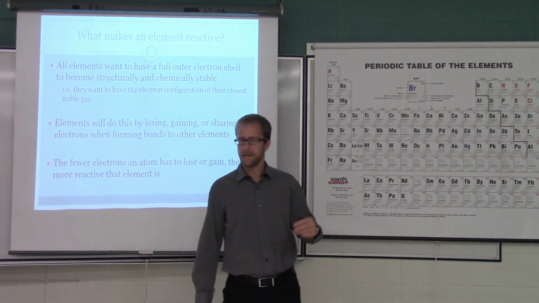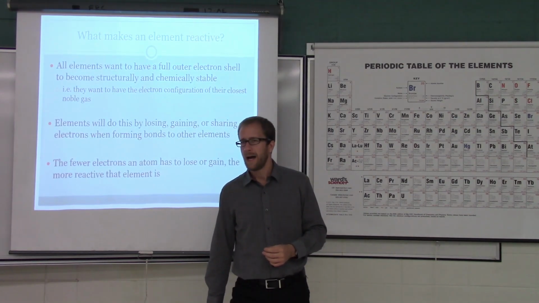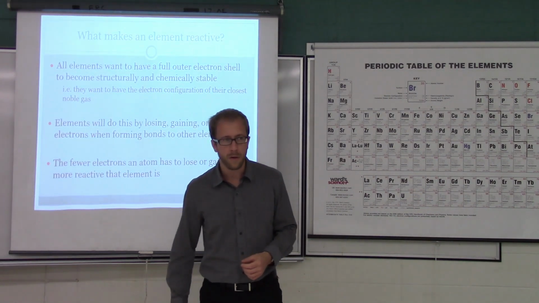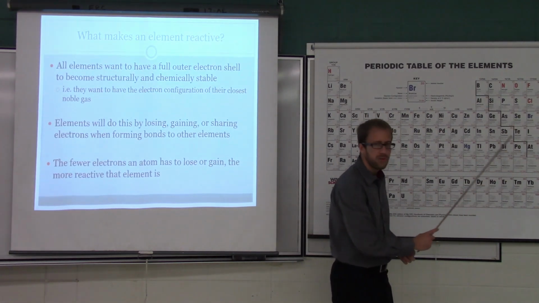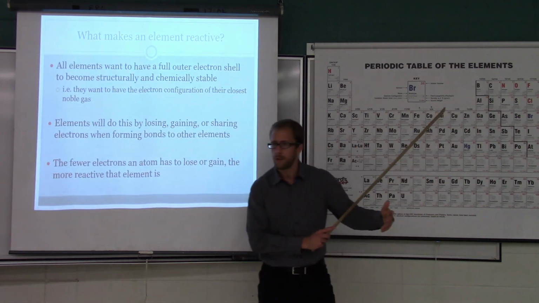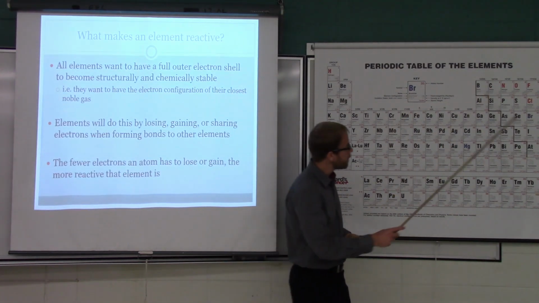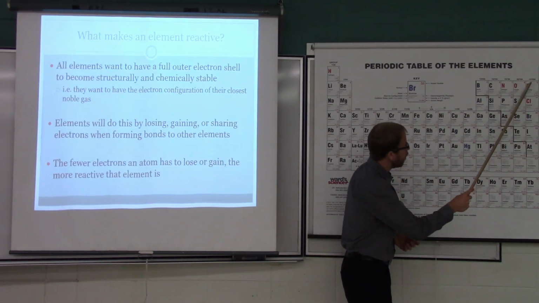Just take a stab at it. What do you think? Halogens? Excellent. Halogens is one of those groups. If we look here at the periodic table, how many electrons do your halogens need to gain or lose to get a full shell? 1. That's right. They have 7 valence, so they need to gain 1.